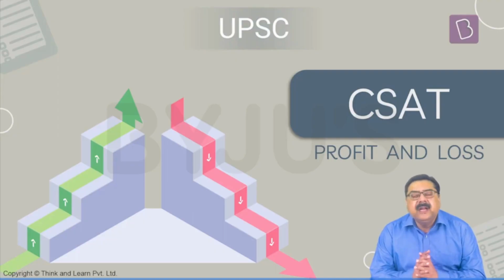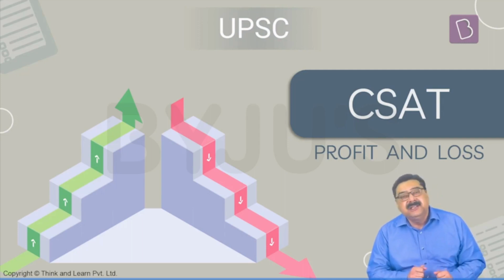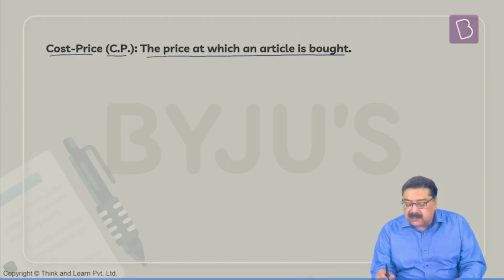questions. So let us have a look at the basic concepts and figure out which would be the shortest possible and the most correct method to reach the answer. First of all, the very basics. Cost price. Now, what is the cost price? The price at which an article is bought.